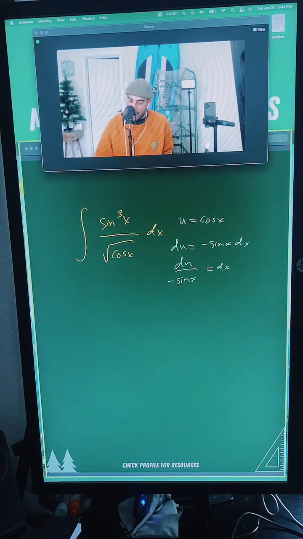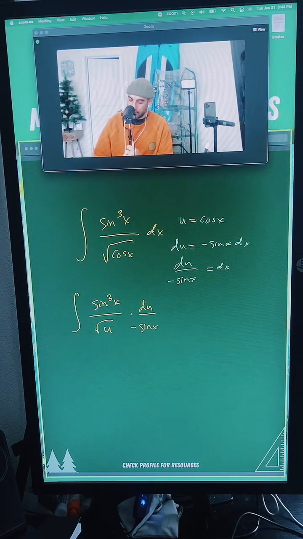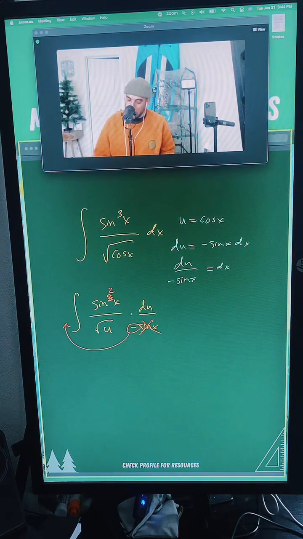Okay, so then now we have the integral of sine cubed x all over root u times, don't forget, our dx was du over negative sine x. Here we go. So let's see, one of the sine x cancels out with the sine cubed on top, so that just becomes a sine squared. And I'm going to bring that negative on the outside. So now we have negative integral of sine squared x all over root u du.